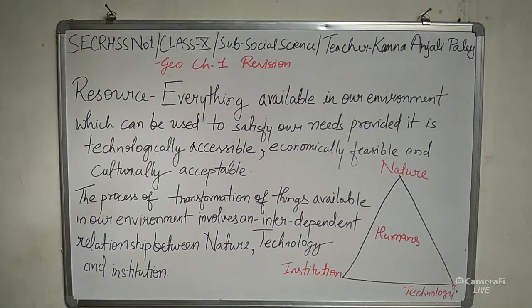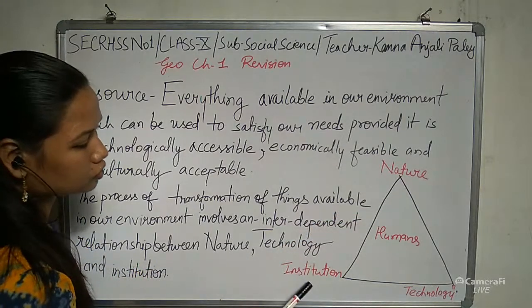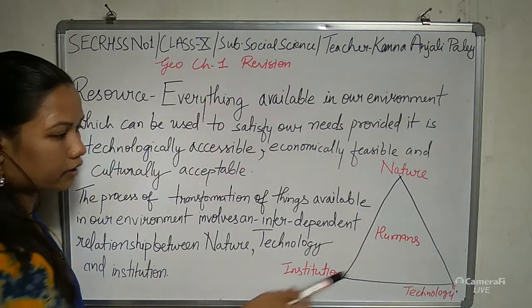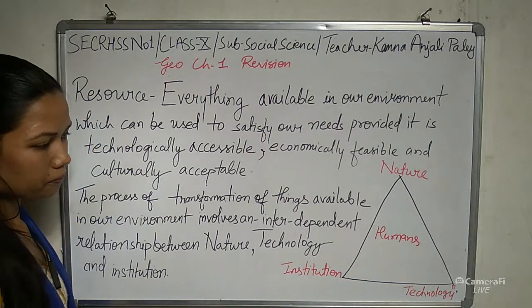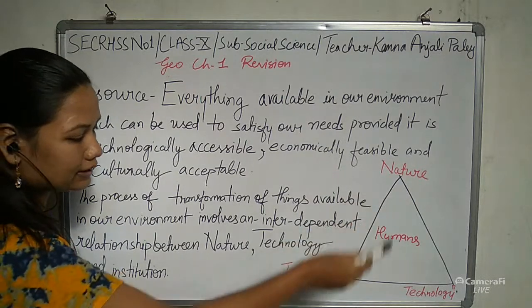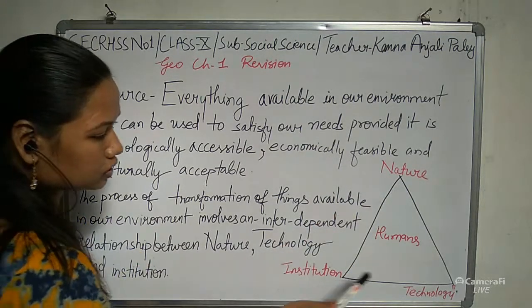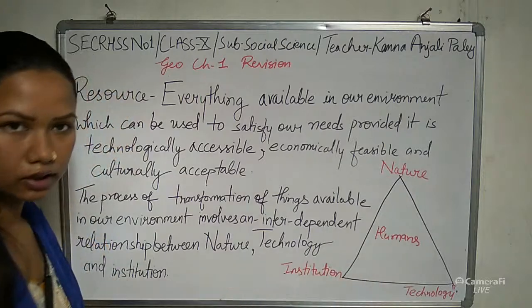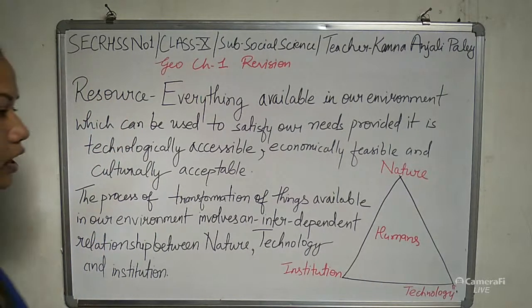Now, a thing is transformed into resources when three things are involved in it. These are nature, institution, technology. Then it will be used by the humans. Means there is an interdependent relationship between these three things, that is nature, institution, and technology. Then a thing becomes a resource and it can be used by the human. We all know that human itself is our resource.